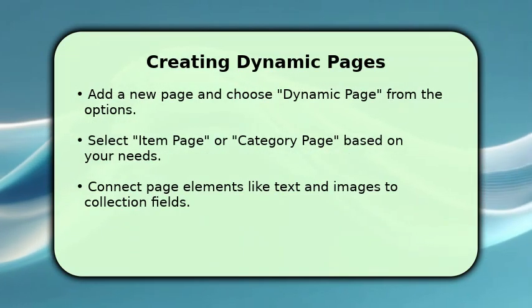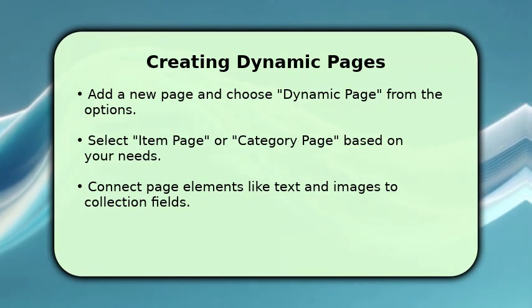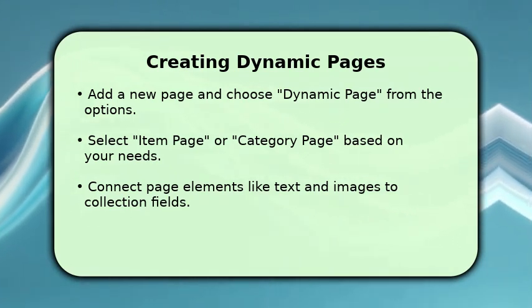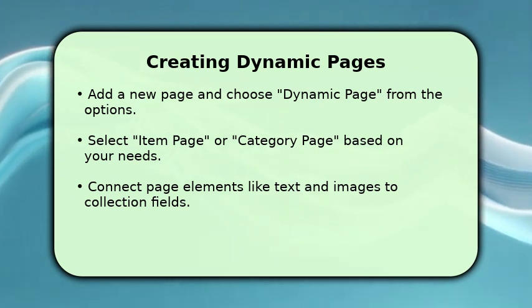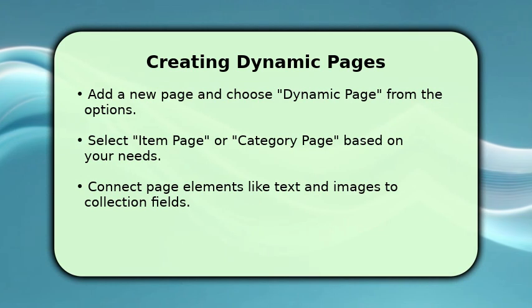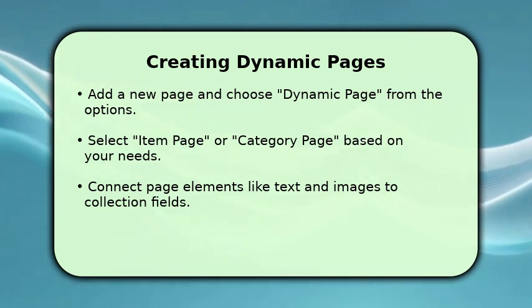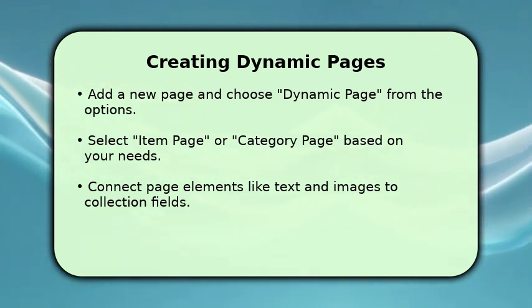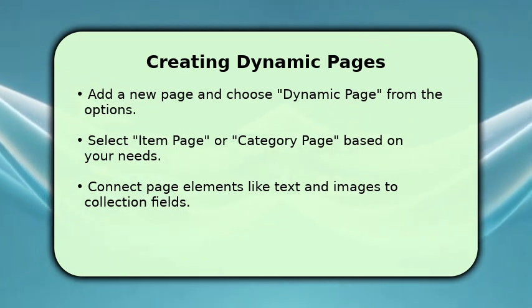Now, let's create the dynamic page itself. From your site pages, add a new page and select Dynamic Page. You'll choose between an item page for individual items or a category page for groups. Once the page is created, drag and drop elements like text boxes, images, and buttons onto it. Then, connect each element to the corresponding field in your database collection.